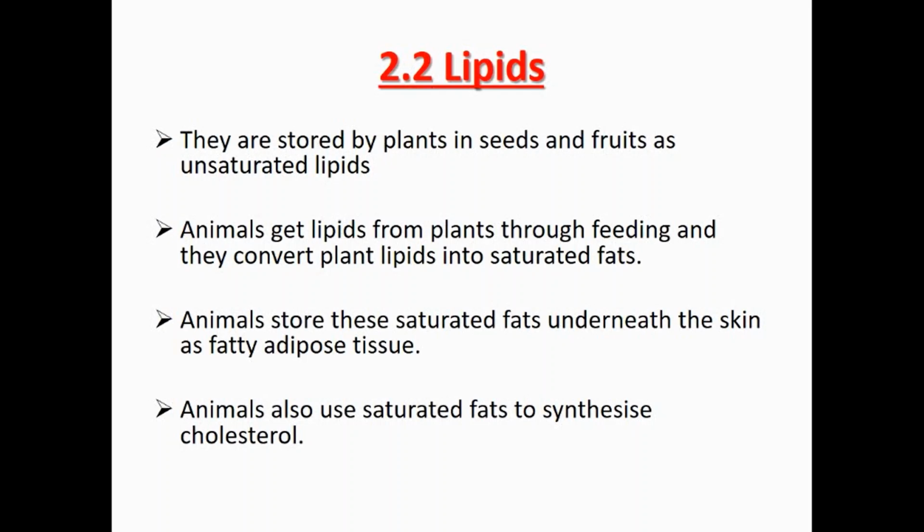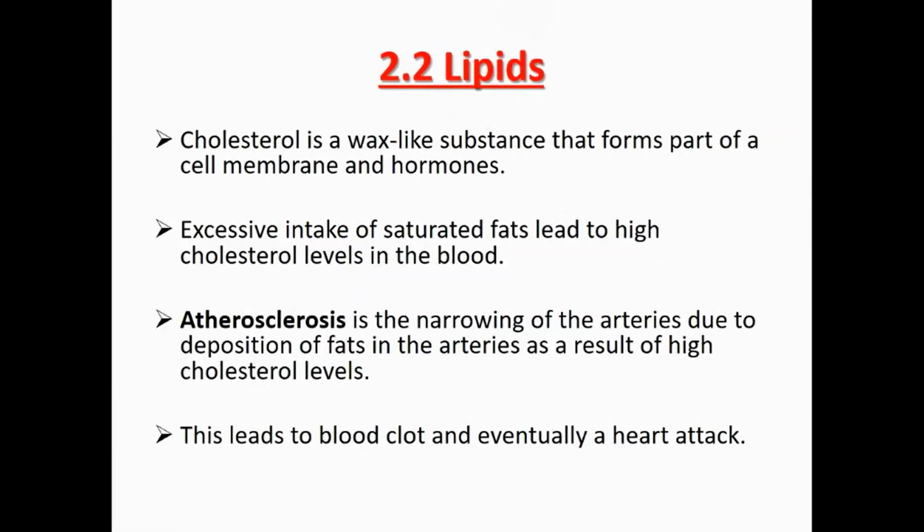Animals store this saturated fat underneath the skin as adipose tissue. Animals also use saturated fat to synthesize cholesterol. Now, what is cholesterol? Cholesterol is a wax-like substance that forms part of the cell membrane and hormones. Excess intake of saturated fat will lead to a high cholesterol level in the blood, since animals take these fatty acids and make cholesterol. This is a problem.